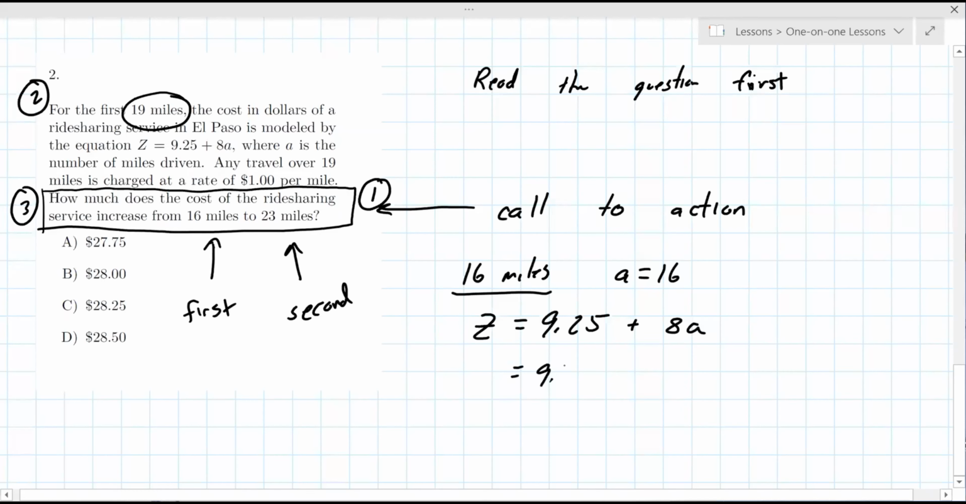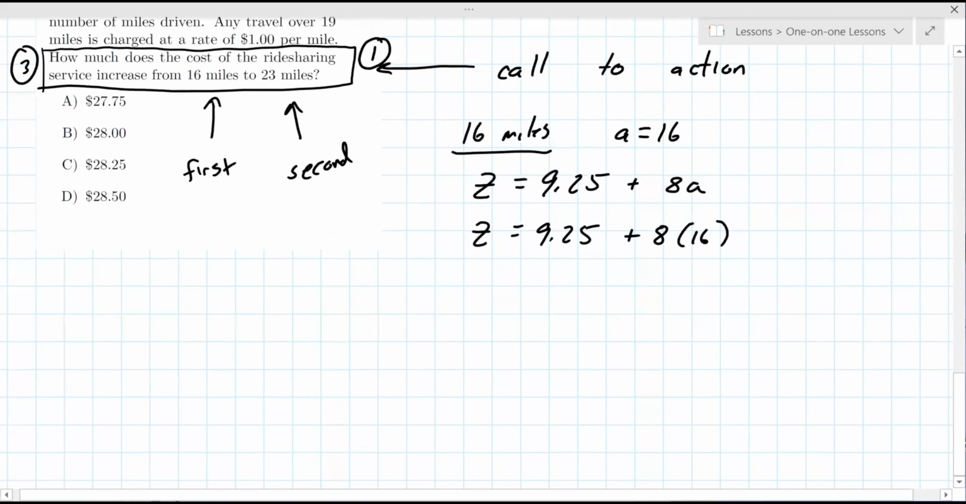So this is 9.25 plus 8 times 16. So if you haven't, this is no calculator. It seems difficult, but you should be able to do a single number times a 2-digit number here. So that's $128 plus 9.25. So the first cost is $137.25.